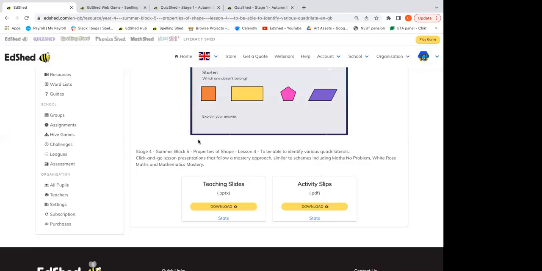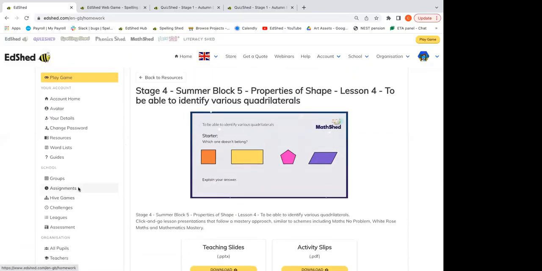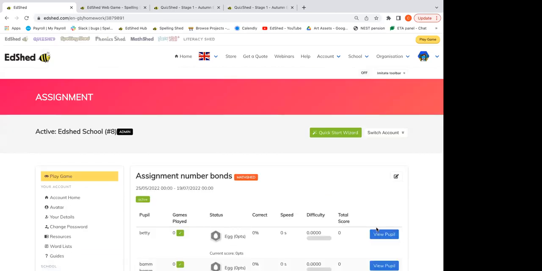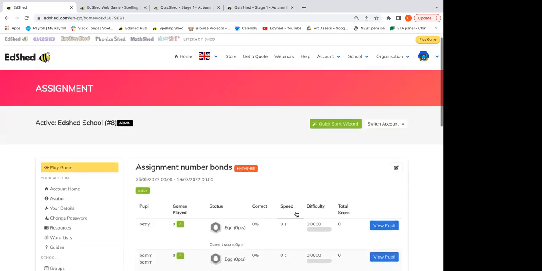Now in MathShed, let me go back to it, there it is. What we call work that's allocated to a pupil is an assignment. In MathShed, you can assign three different types. You have fluency skills, which I'll go on to in a moment, and you can assign the quizzes and the lessons that I have just demonstrated.